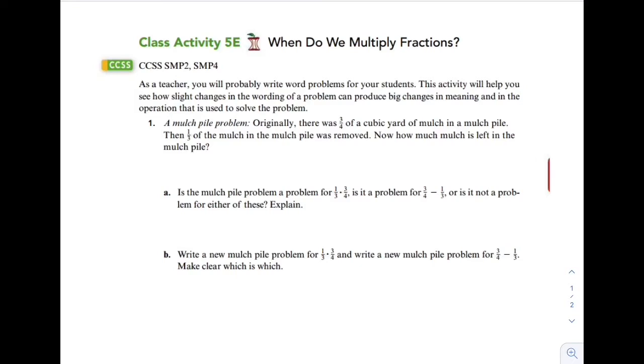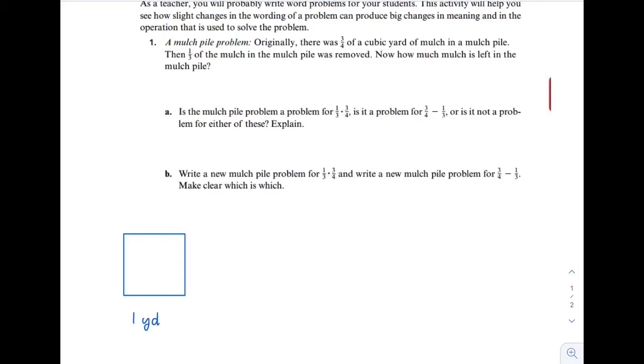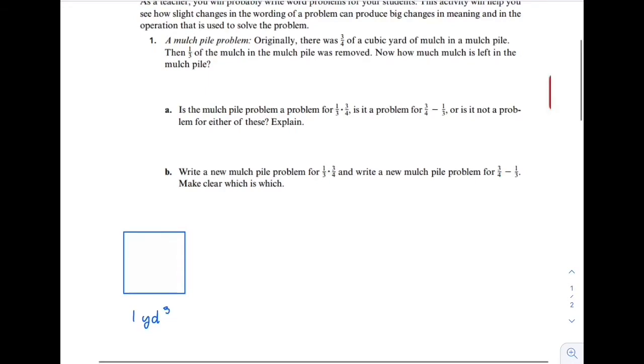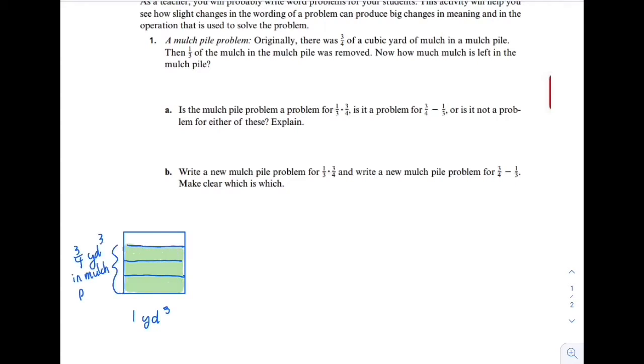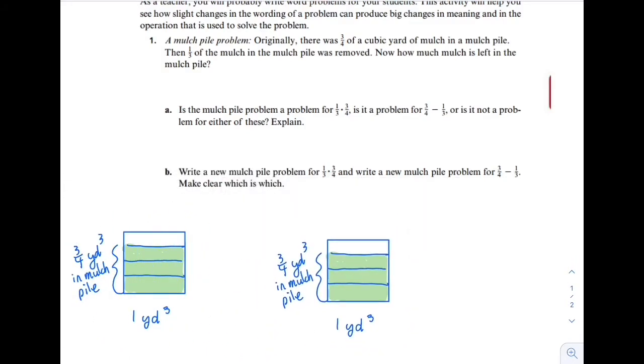Let's do this by drawing a picture. I have a harder time drawing volume, and a cubic yard is volume, so I'm going to represent this with an area model. I'll draw a rectangle here to represent 1 cubic yard, and if I have 3/4 of a cubic yard, I'm going to break this into 4 equal parts, and then I'll shade 3 of them to represent my mulch pile. I'm duplicating this so we can work on the second part of the problem.